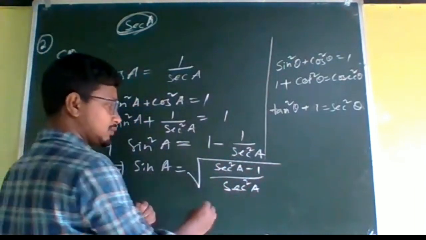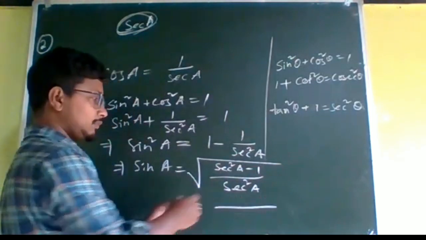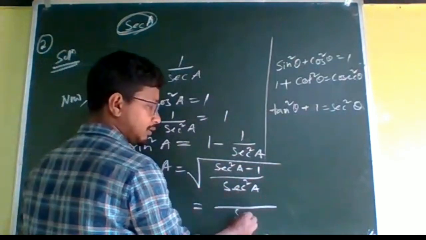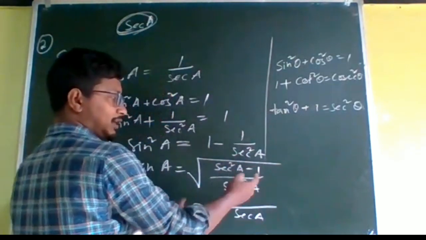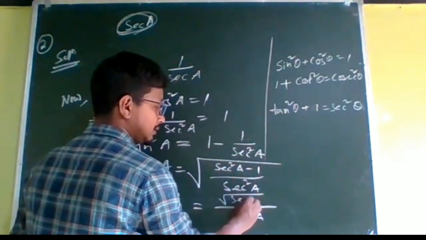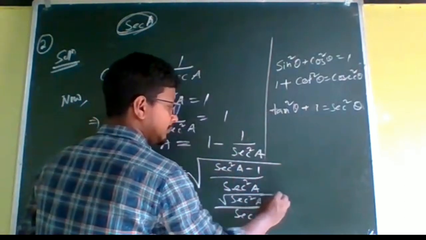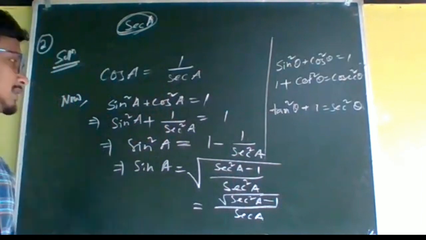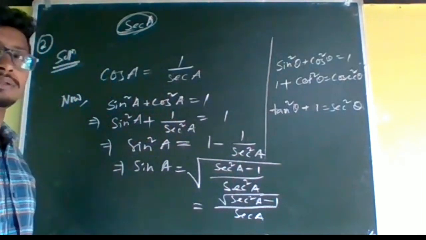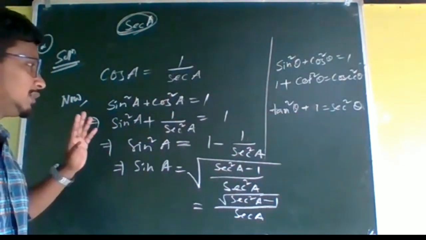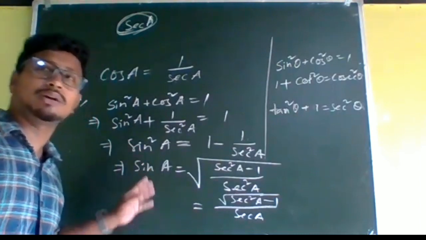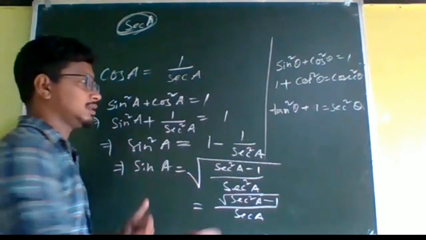So let's find the square root here. What will we get? Square root of sec square is sec a only. And for this part we don't have a simplification, let's write it as it is, sec square a minus 1. Okay, so we got sine. If we got sine, easily you can find cosec from sine.